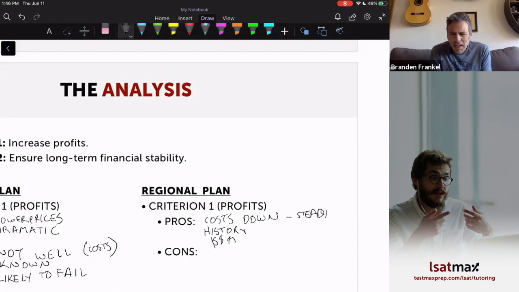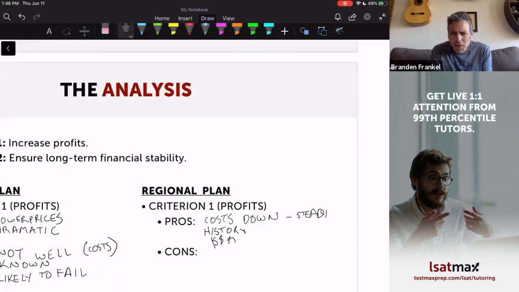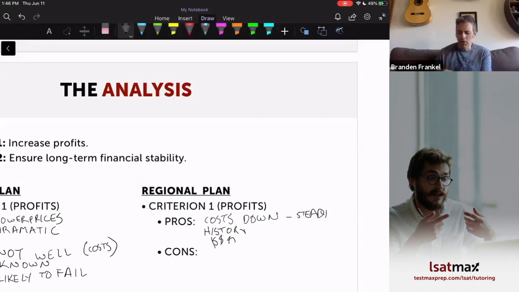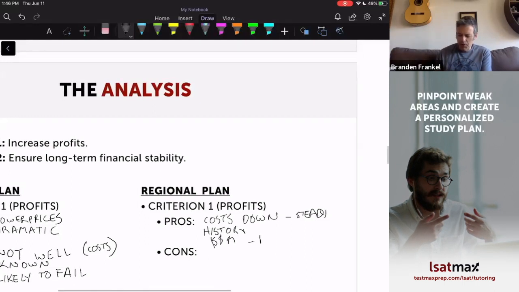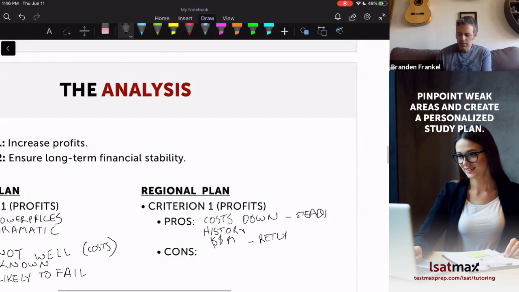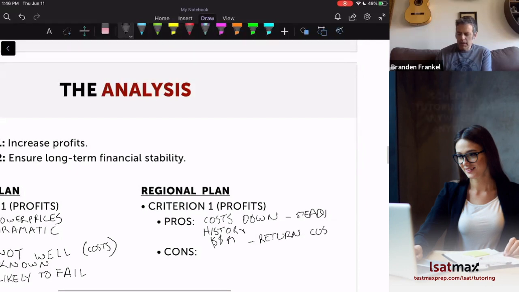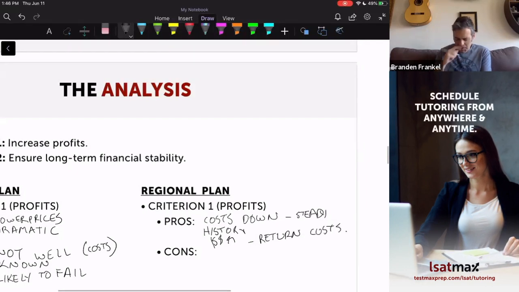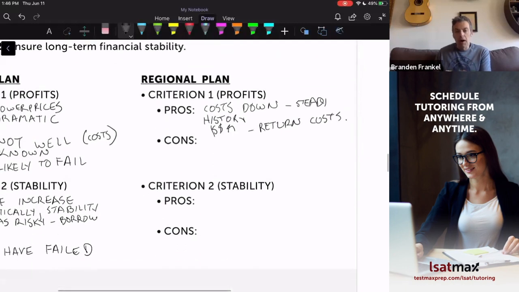All right, so I see Anastasia talking about how we're investing in better product quality and services. If a product performs better, customers will return. So I think this is going to get us some return customers. All right, it looks like we're able to make some good arguments here. Now let's talk about the cons of the regional plan.